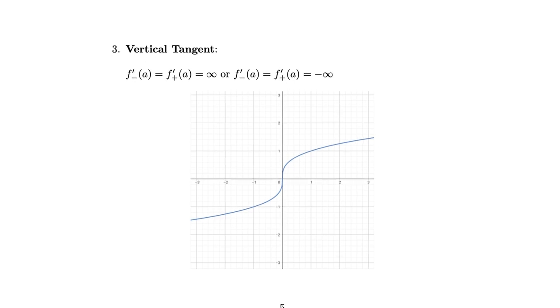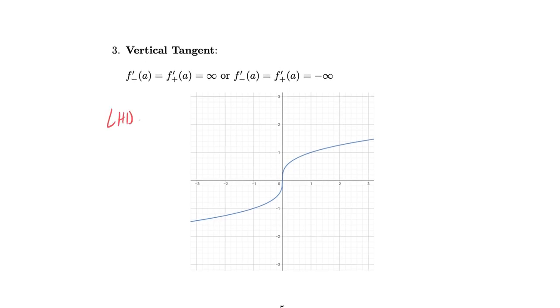Finally, we have the two cases where the left hand derivative and the right hand derivative simply do not exist. For a vertical tangent, both the left and right hand derivatives are positive or negative infinity, so they're either both positive or both negative. In this case, at x equals 0 for the cube root of x, both the left and right hand derivatives of the function at x equals 0 are positive infinity, and therefore neither of these derivatives exist.